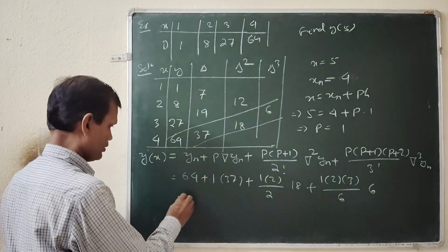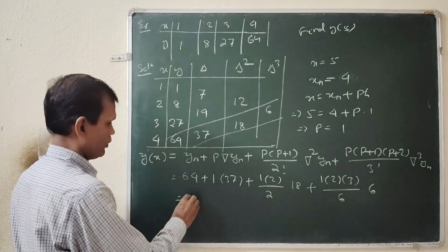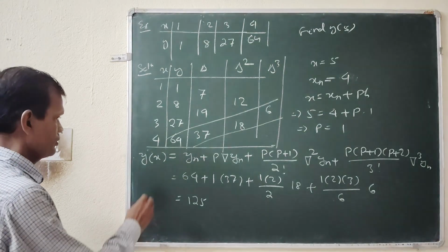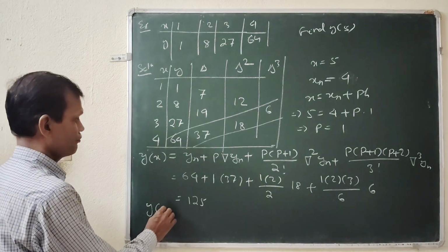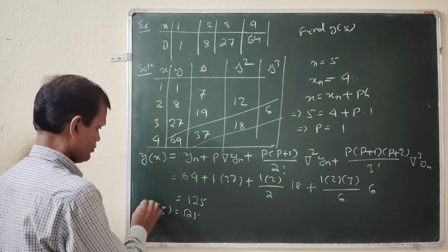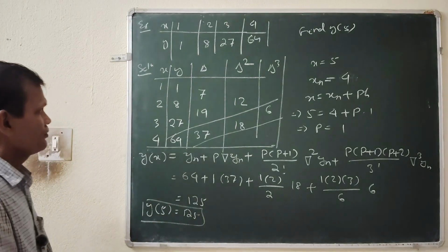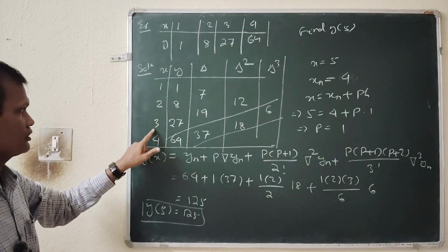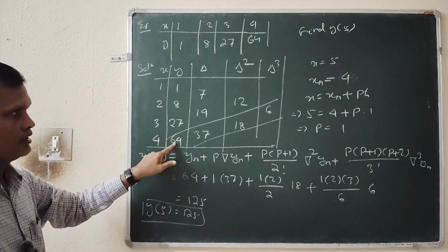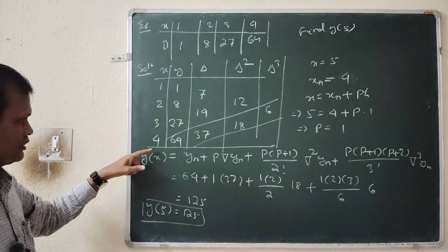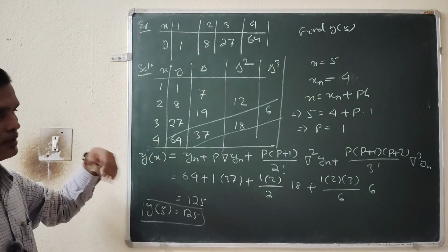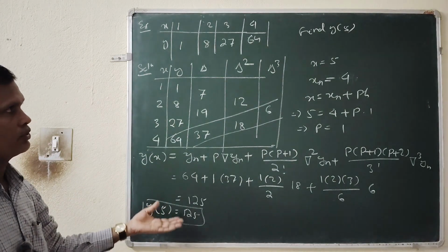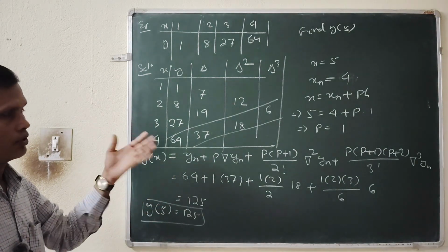If you simplify, you will get 125. So that will be y of 5 is 125. See the beauty of the problem. If you study the pattern, this is 1 cube, this is 2 cube, this is 3 cube, this is 4 cube. Similarly, when we come to the outside, when it is 5, it is 5 cube. That result we get from the pattern, and the same result we are getting by Newton's difference formula.